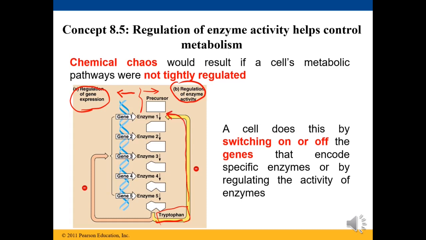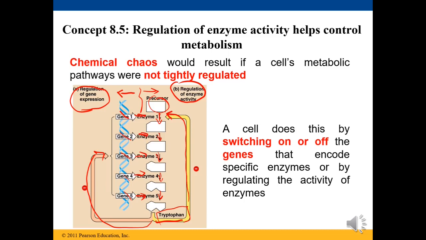There is a regulation. When you have too much tryptophan, the enzymes are not going to have as much of this precursor, so they are going to start reducing the amount of enzyme activity. And in a similar way, there is a genetic regulation. In this case, when you have too much tryptophan, there will be a signal that doesn't allow the expression of these genes that are going to produce these enzymes.